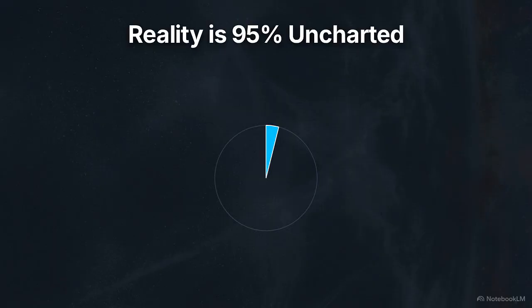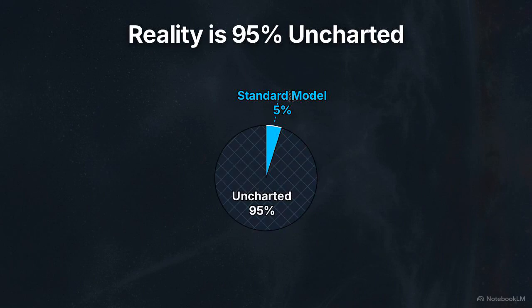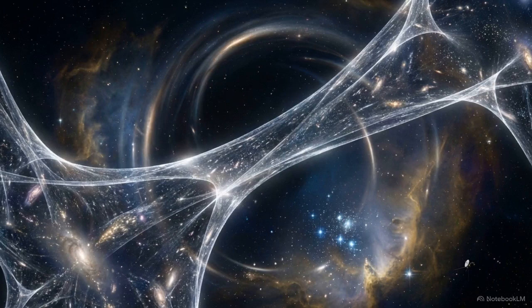This chart shows the composition of the known universe. Everything we have ever measured, from the smallest atoms to the largest stars, accounts for a mere 5% of reality. The remaining 95% is a vast unknown that operates entirely outside of human control.